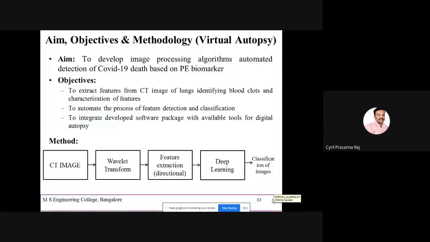We try to write a program which uses the CT images directly to do classification. The second step is we will take the CT images and perform a wavelet transform on those CT images. After performing the wavelet transform, we will see how to extract the features. I was telling you about all the features, wherever the blockages occur, and I also told you wherever there is an artifact.